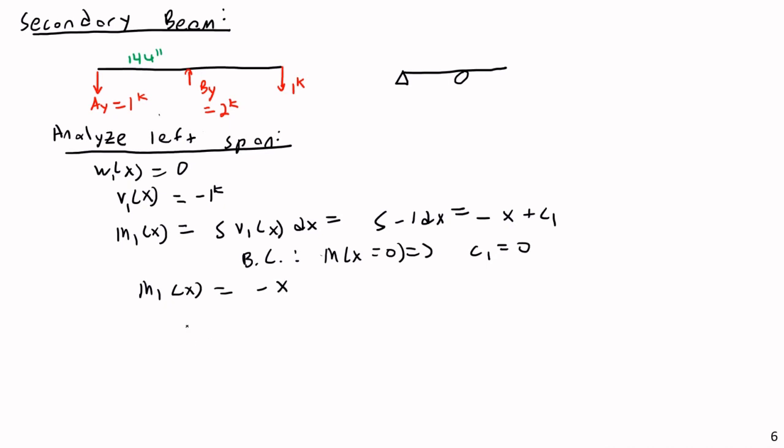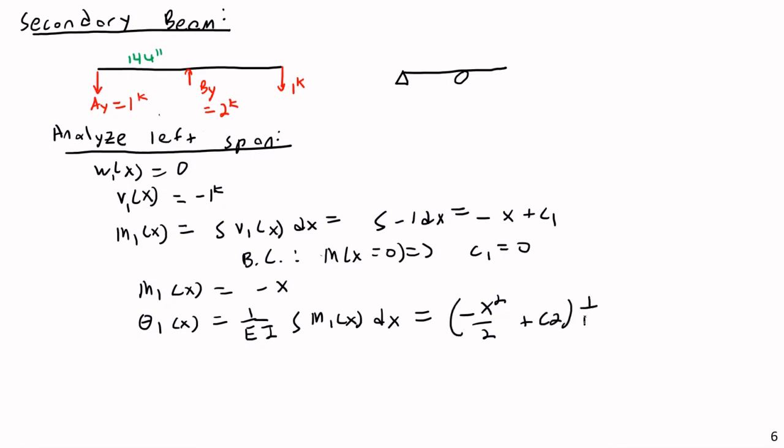Then I'm going to go ahead and get theta as a function of x here. So theta 1 as a function of x is going to be equal to 1 over EI times the integral of M1 as a function of x dx, and that's going to come to negative x squared over 2 plus, let's call that C2, times 1 over EI. And again, we don't know anything about the rotation or the slope because this is a pin and a roller. We don't know anything about the slope yet, so we're just going to go ahead and leave that as C2 for now.